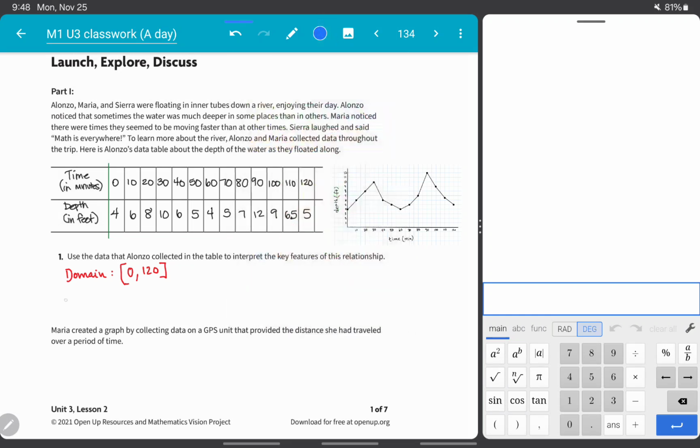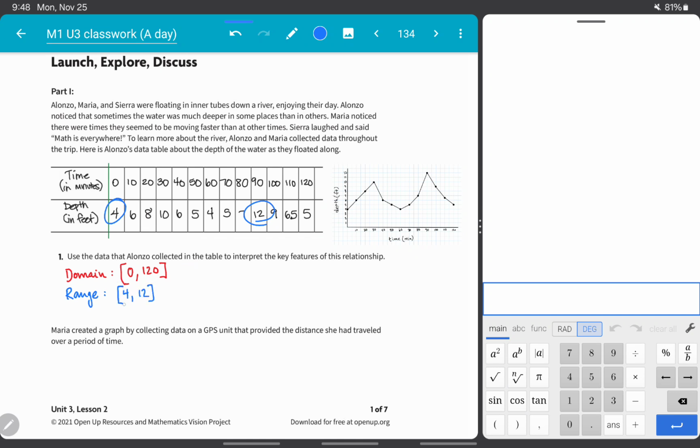Now let's do range. Range is all of our y values. It's all of our outputs. It's all of the numbers going up and down. My smallest number looks like 4, and my biggest number looks like 12. So my range is going to be from 4 to 12.